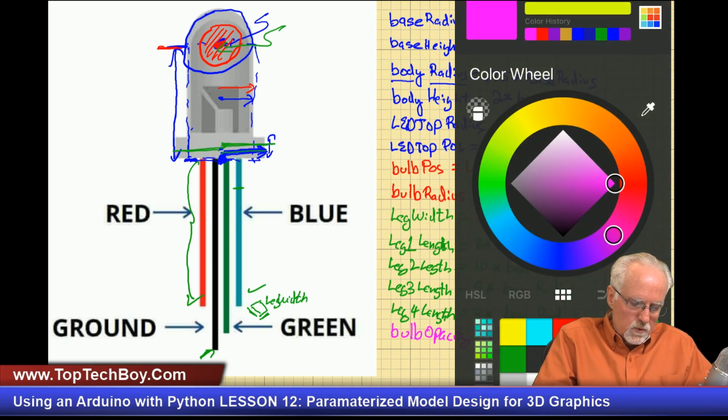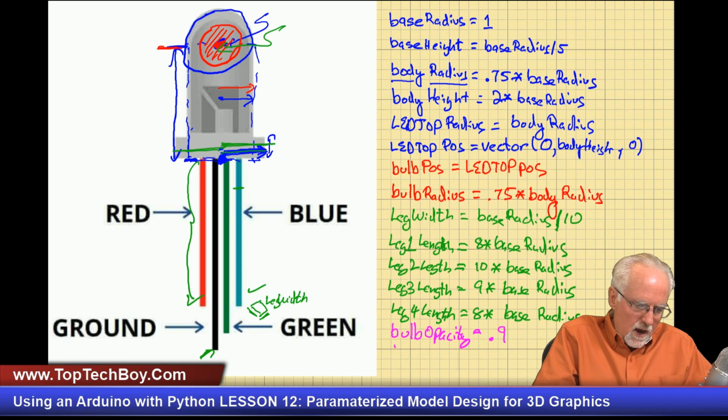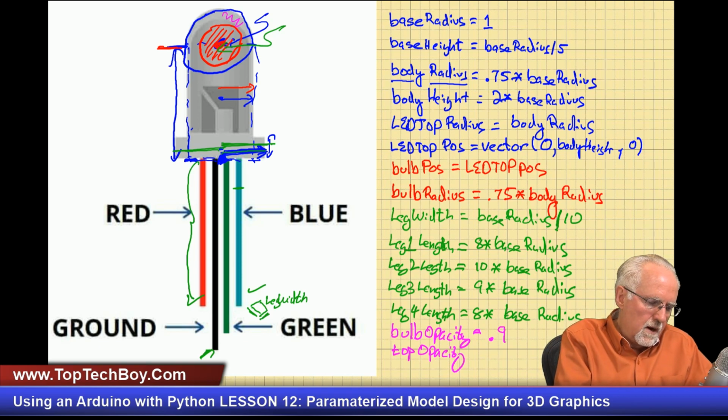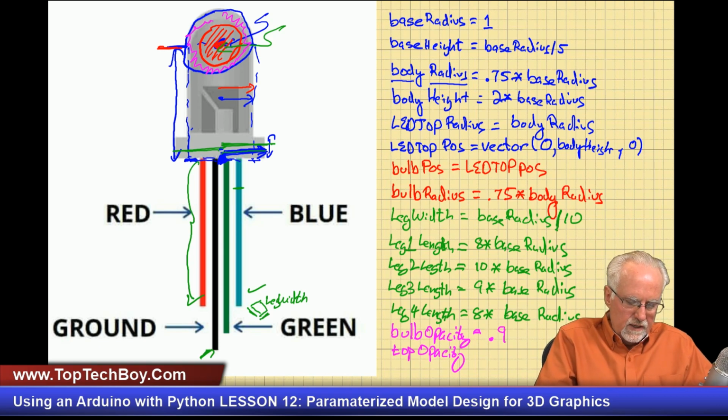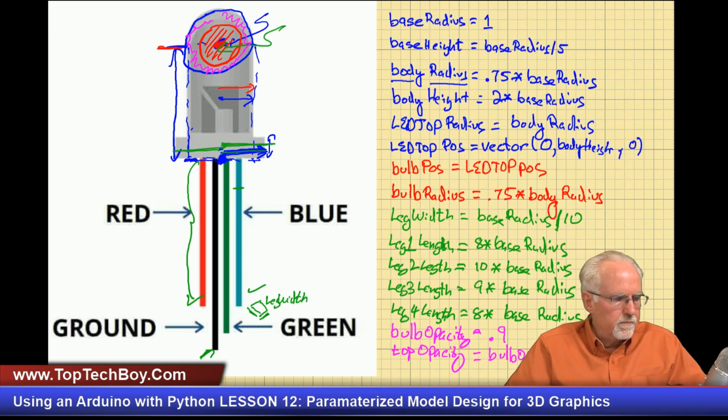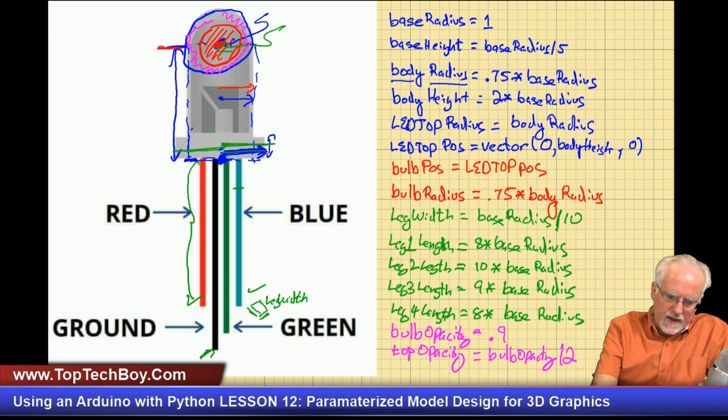But now the surrounding part, the top opacity. What would the top be? The top would be this region here. I don't want that as solid, so I would set that to bulb opacity. And let's see, what do you think? Divided by 2? Okay, it's bulb opacity divided by 2.